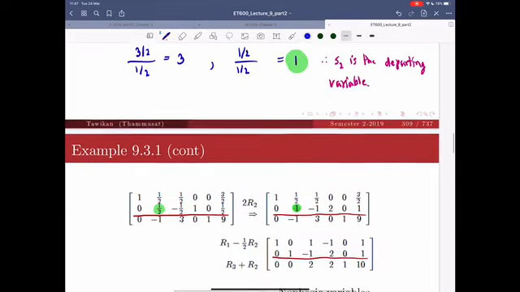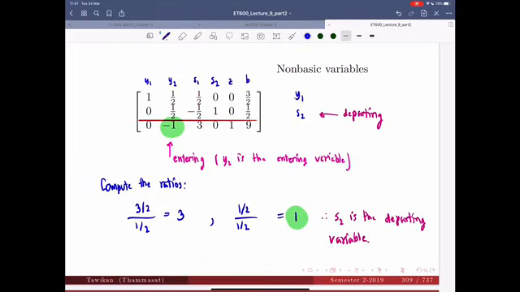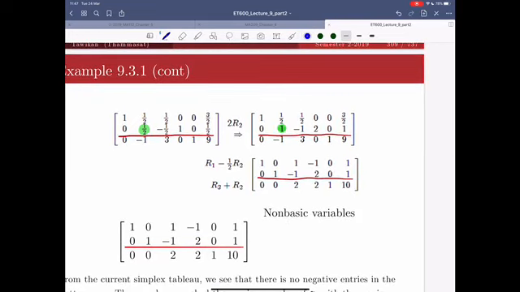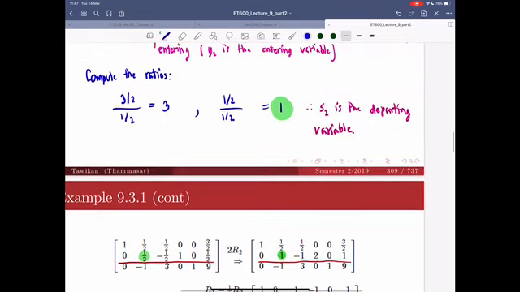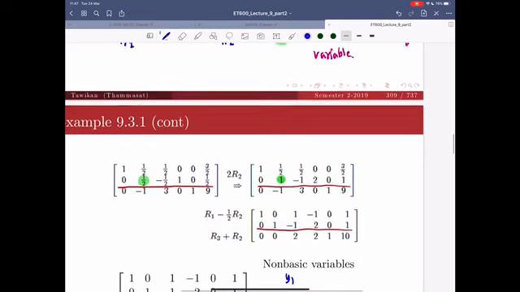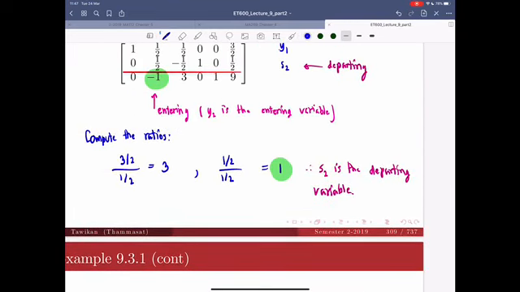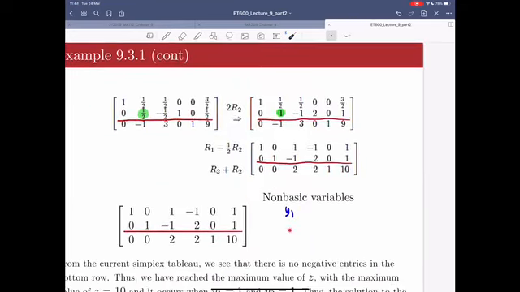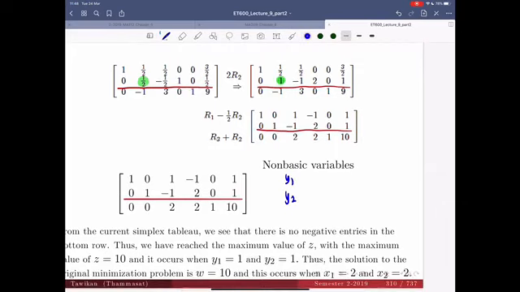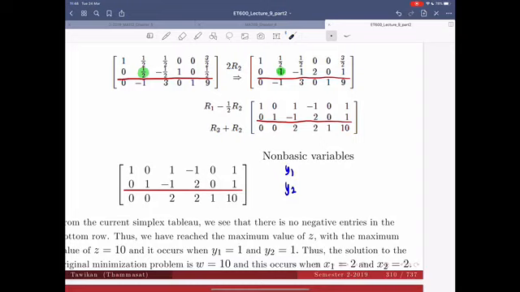Now, the non-basic variables for this step. Going back to the previous step, in the first row the non-basic variable is y1, which we just copied from the previous step. In the step we just went over, y2 is entering and S2 is departing. So the non-basic variable for the second row is now your y2. You get the non-basic variables as y1 and y2.